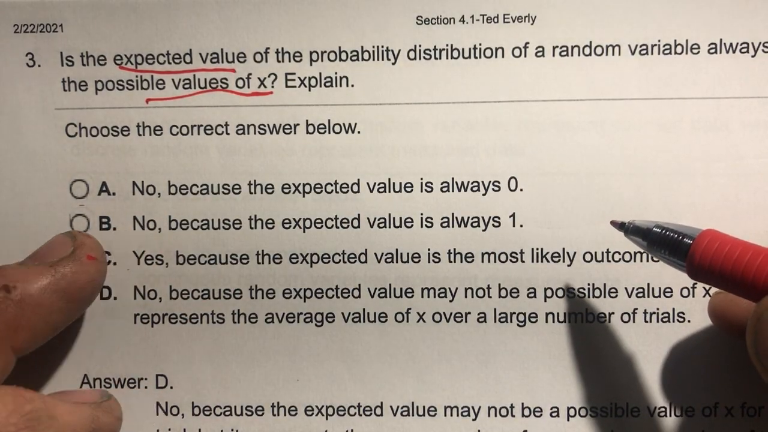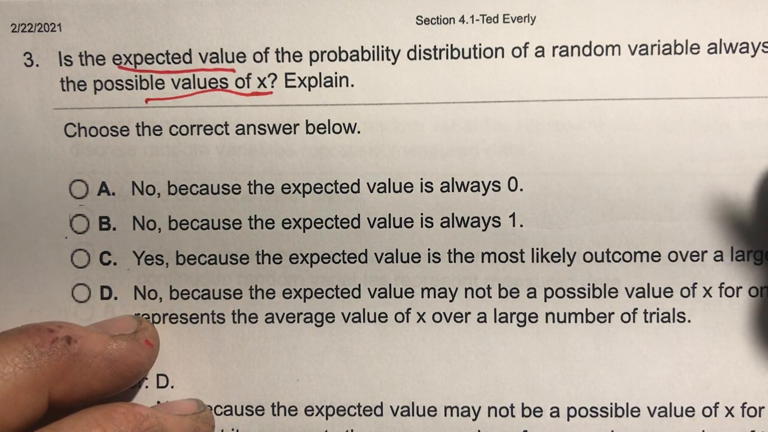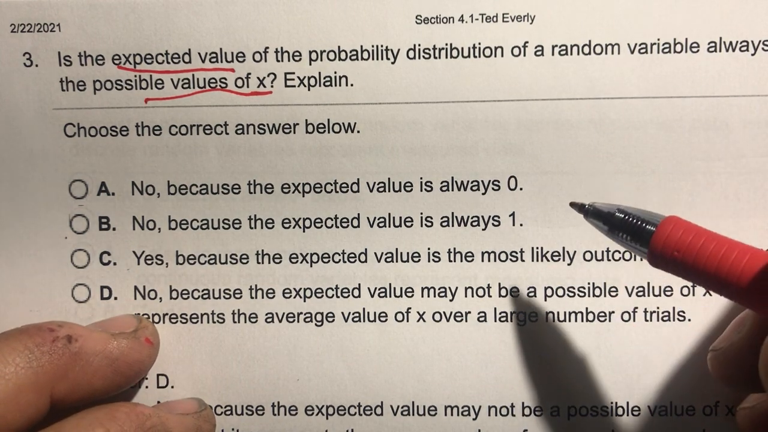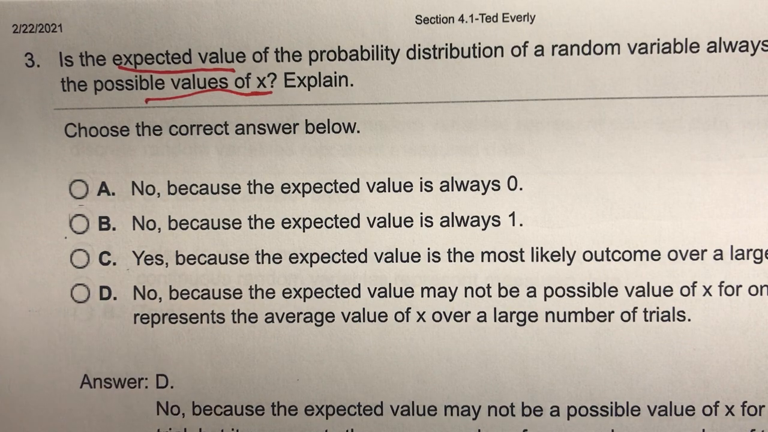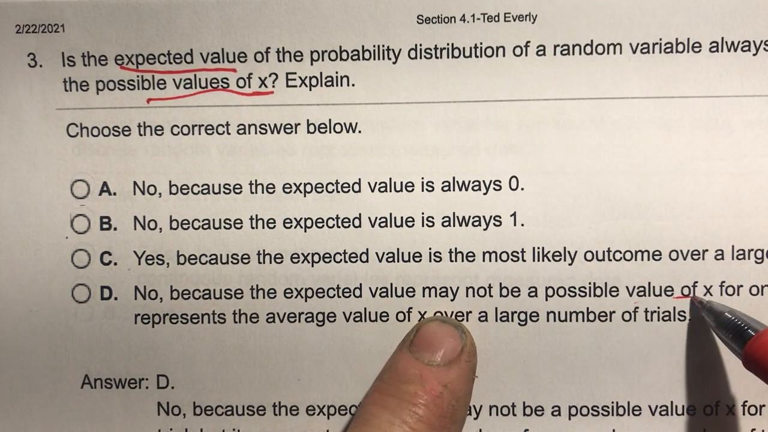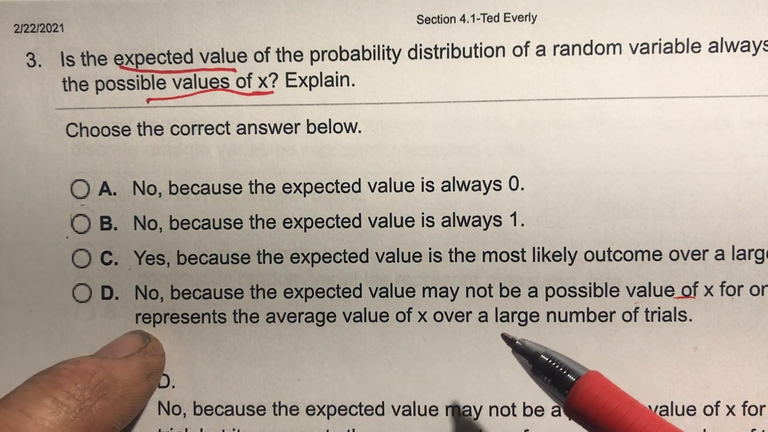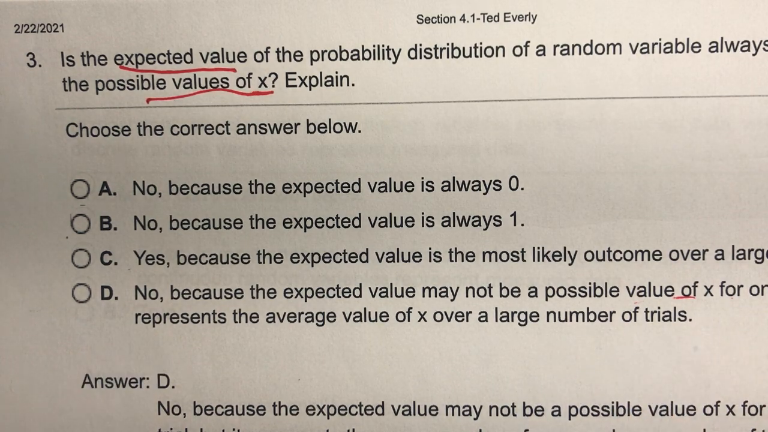No, it's not. When you find an average, if you just do numbers, your average doesn't always have to be one of your numbers. More than likely, it has a decimal part. So the answer is D, no, because the expected value may not be a possible value of X for one trial, but it represents the average value of X over a large number of trials. So it may not necessarily be one of those values.